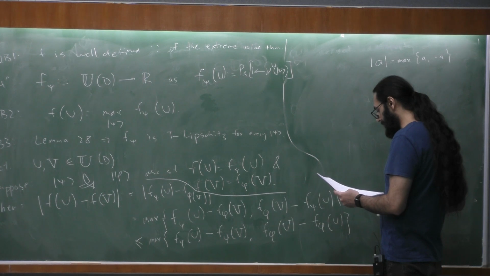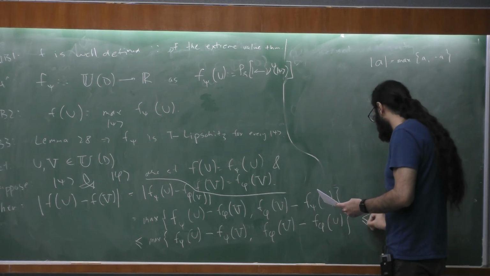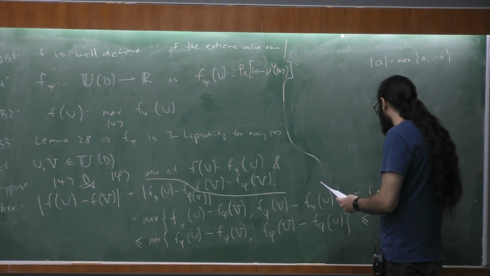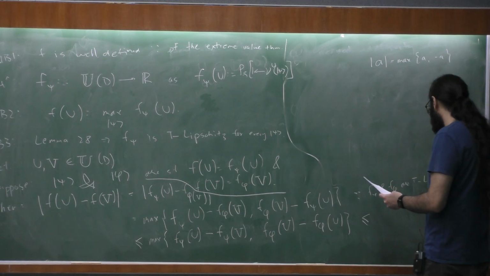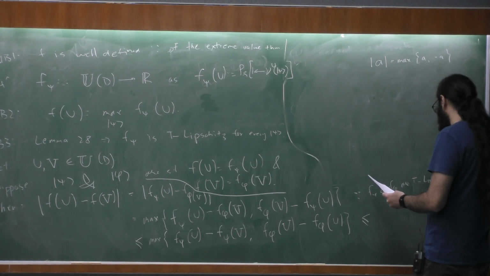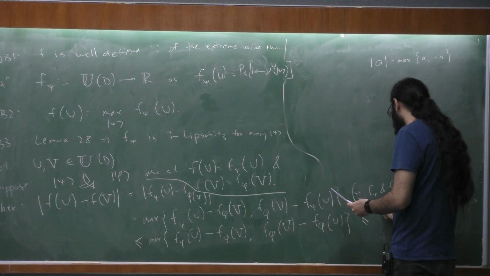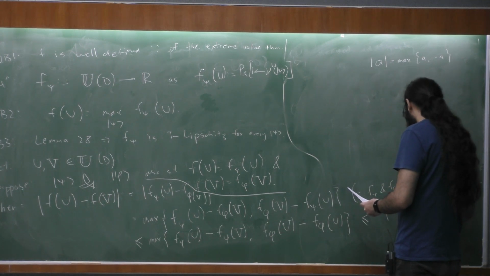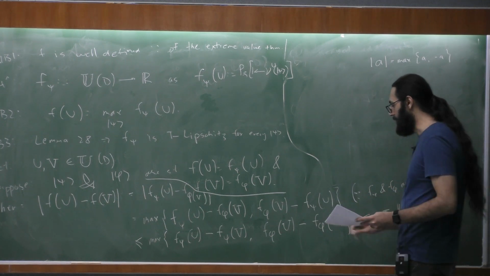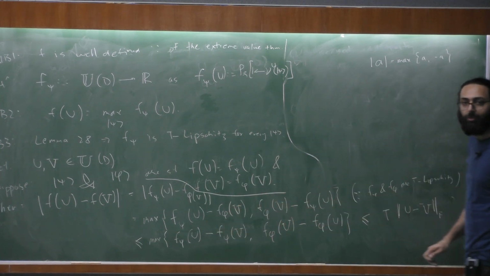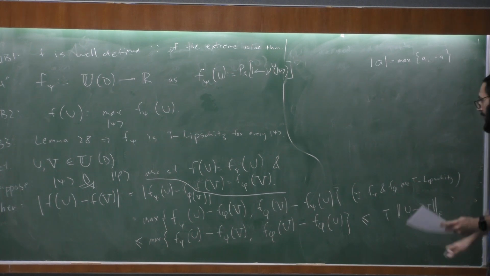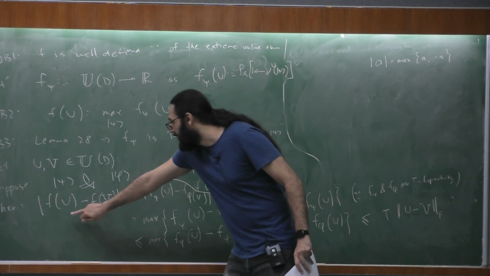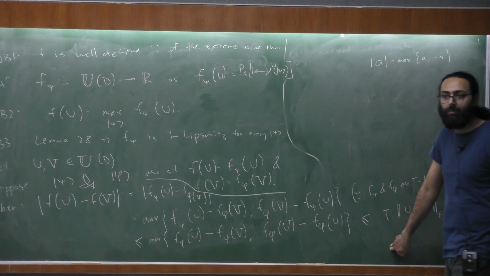All right, and now we're going to use the fact that f_psi and f_phi are T-Lipschitz to get that this object is at most the Frobenius norm of U minus V, because each of these individually we know is at most that. And that basically establishes that f(U) with the max is still Lipschitz because of the bound.